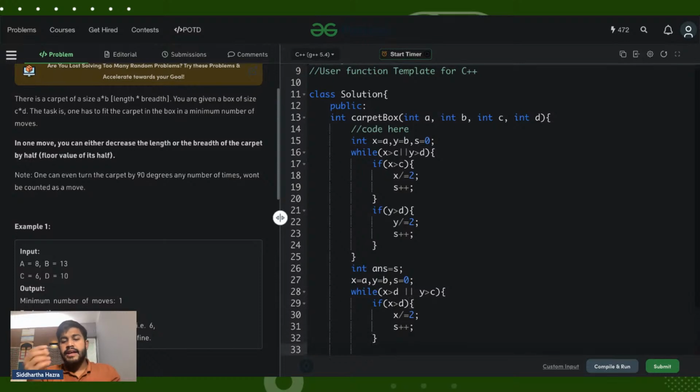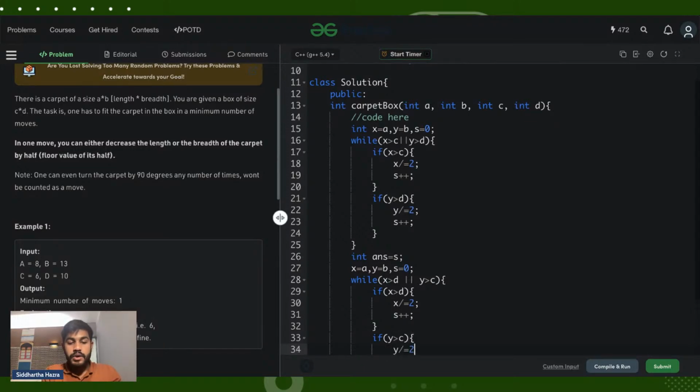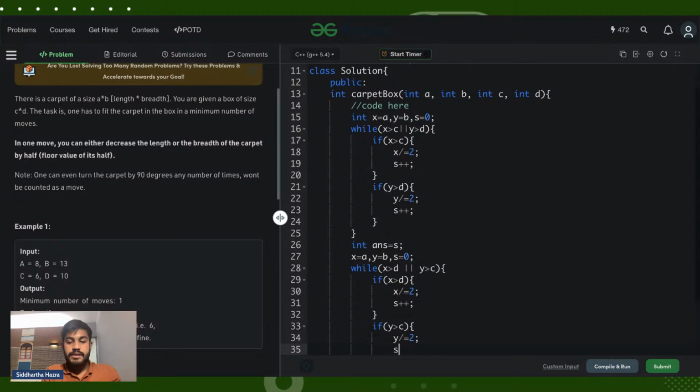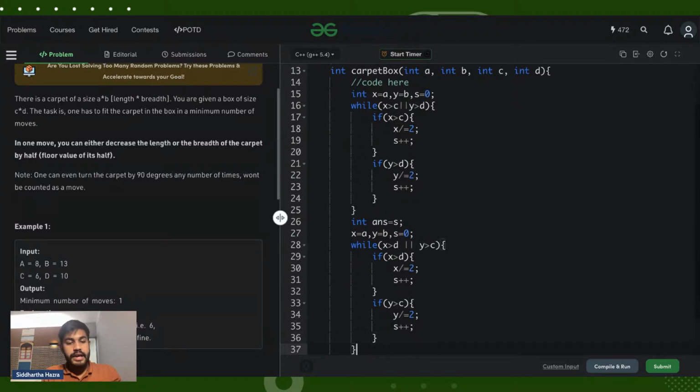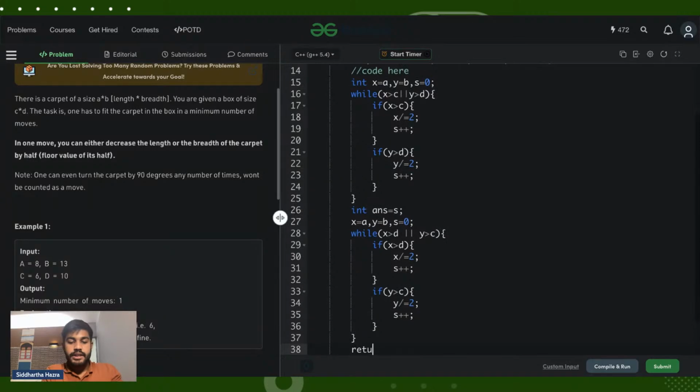Okay, and then if the length is greater, we would do that, and if the breadth is greater, we would do again while y is greater than c, then y divide by equal to 2 and s plus plus. Okay, and then we would return the answer is equal to minimum of answer and s itself.